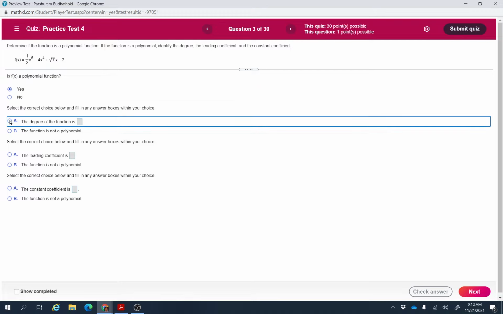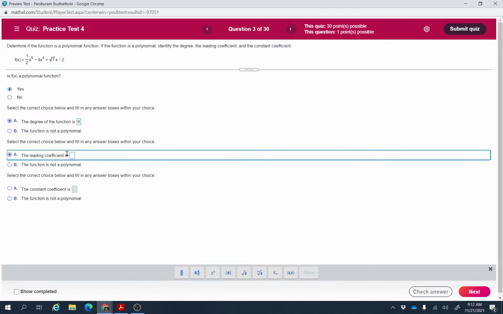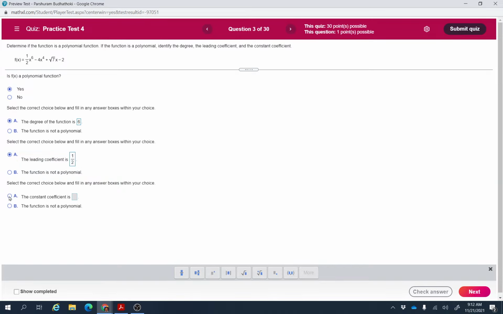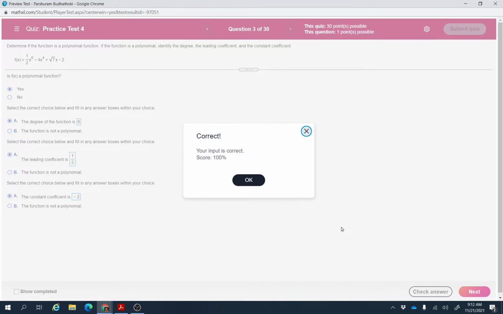Select the correct choice. The degree of the function is the highest power of x, which is 6. The leading coefficient means the coefficient of x to the power 6, which is one half, and the constant coefficient means the constant term, which is negative 2 in this case. Correct.